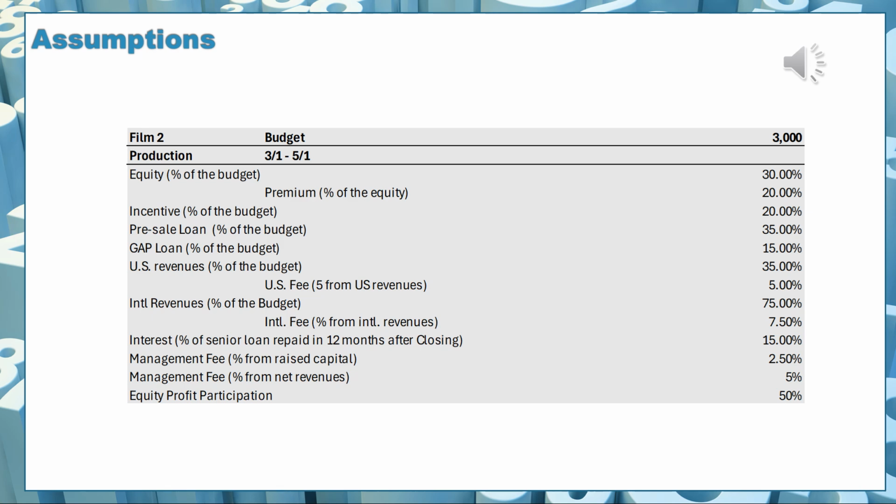The same assumptions will apply for film 2. The production starts later. We're starting in March. We're delivering in May. This is a lower budget movie, doesn't take as long. And so all the ranges are the same. And again, we can change this if we want to, but everything else is the same.